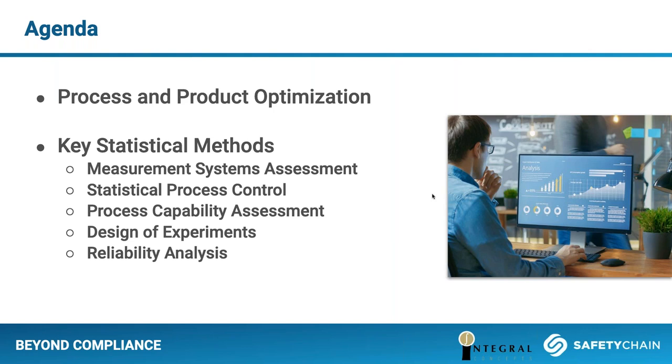We're also going to talk about statistical process control. It's really important when you're in a manufacturing environment that your processes are stable and predictable. And if they're not, we want to be able to catch that right away.